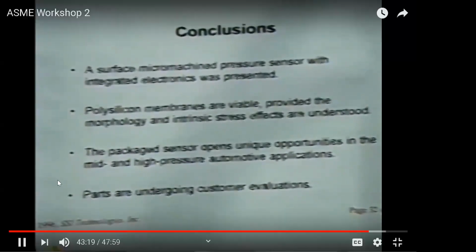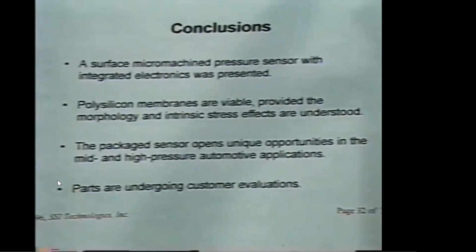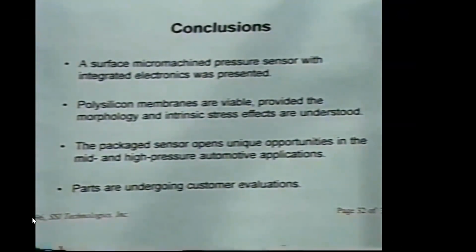The packaged sensor, for us at least, opens up a whole new market that was not available before in the automotive area. That is the pressure sensing applications between 350 PSI and 3,000 PSI, which are not currently being tackled by the old technologies, nor by the bulk micromachine pressure sensors. So finally, I'd just like to say that we do have parts out at customers right now being tested, and hopefully will be on platform models fairly soon. Thank you very much.